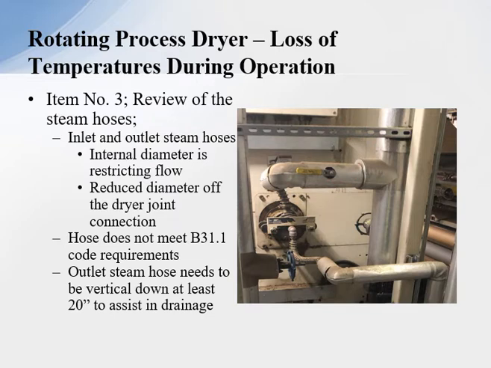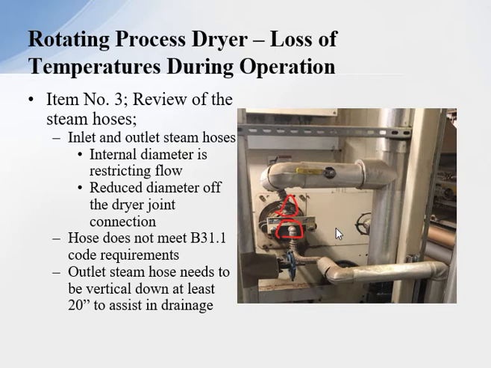The next item we looked at was the review of the steam hoses. The steam hoses have reduced connections here. And one of the things that reduced connections do is restrict flow of steam going into the rotating dryer, and condensate coming out of the dryer. If the connections are 1.5 inches, we want 1.5 inch hoses, unrestricted flow.